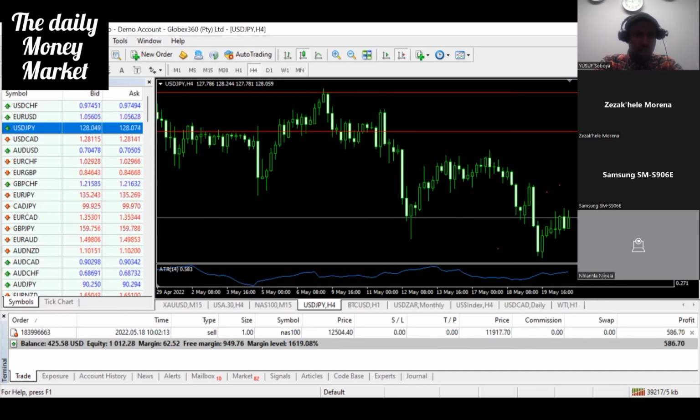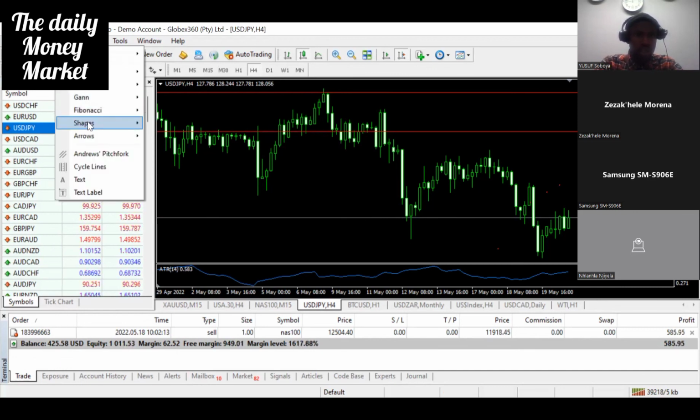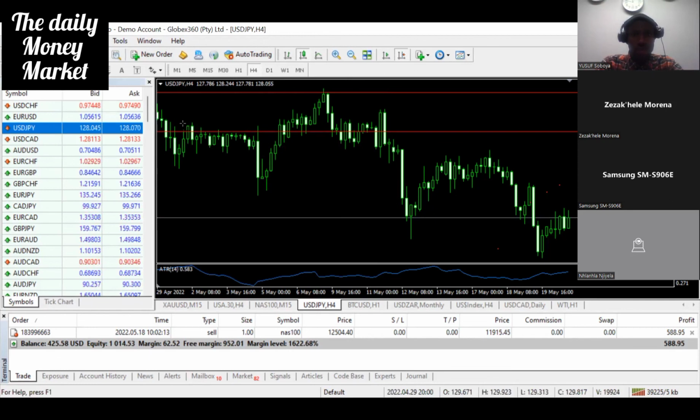All right, insert shape, we're putting the shape. This is where the market was actually ranging.